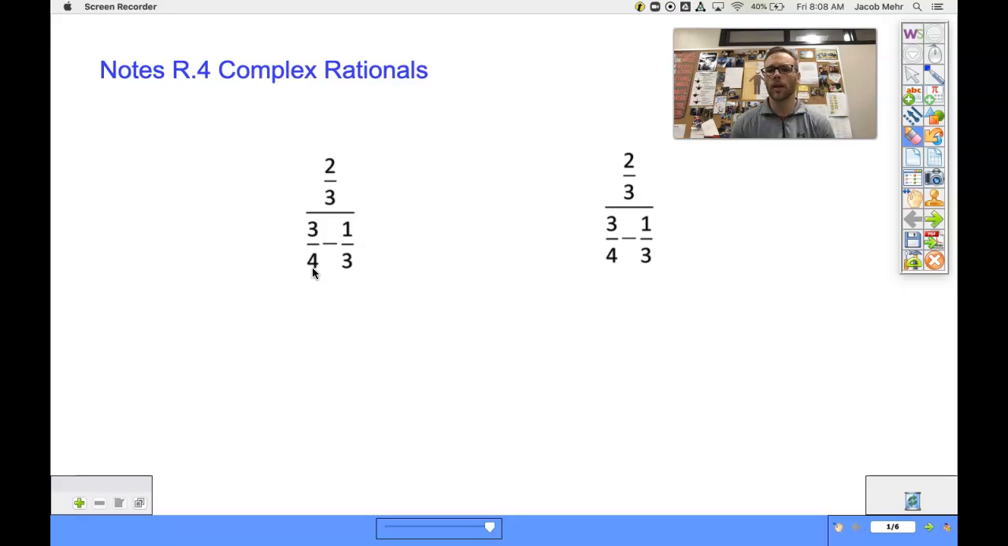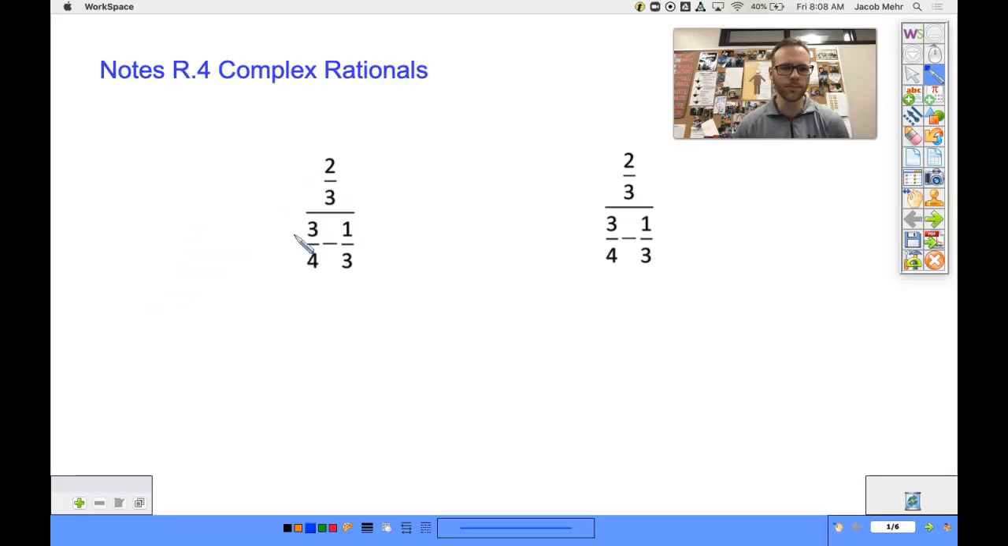What makes a rational complex is when there's a rational expression within a rational expression, like a fraction within a fraction. So when we look at this problem, there are two fractions in the denominator and there's a fraction in the numerator. So there's fractions within fractions. That's why they're called complex. And I'm going to show you two different routes with this simple example on things that we can do with complex fractions, complex rationals.